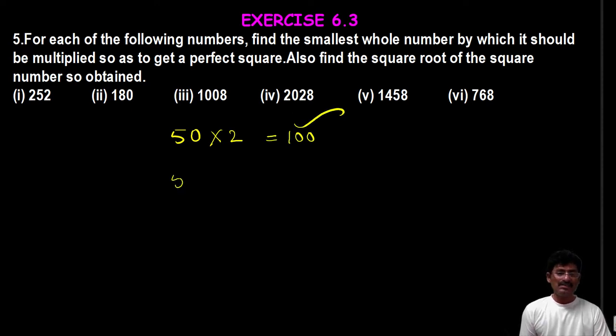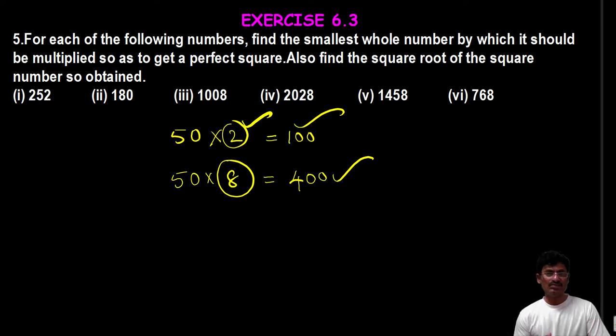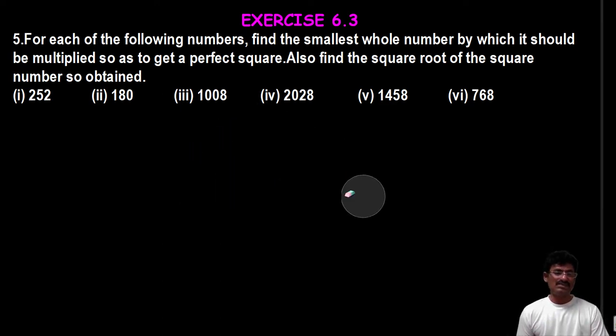And suppose you multiply by 8, that will be 400, which is also a perfect square. Like that, we have many numbers with which a number can be multiplied to make it a perfect square. Among those, which is the smallest one? Here you can multiply 50 by 2 as well as 8 to get a perfect square. In these two, the smallest one is 2. This is what we need to find out. So how to do this? Just use the prime factorization method.